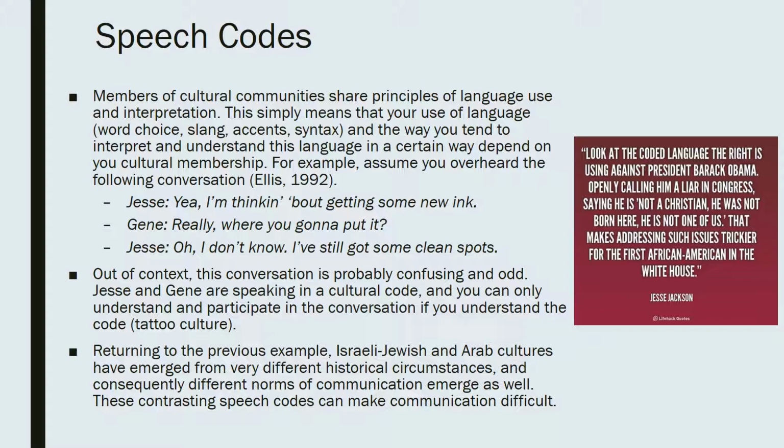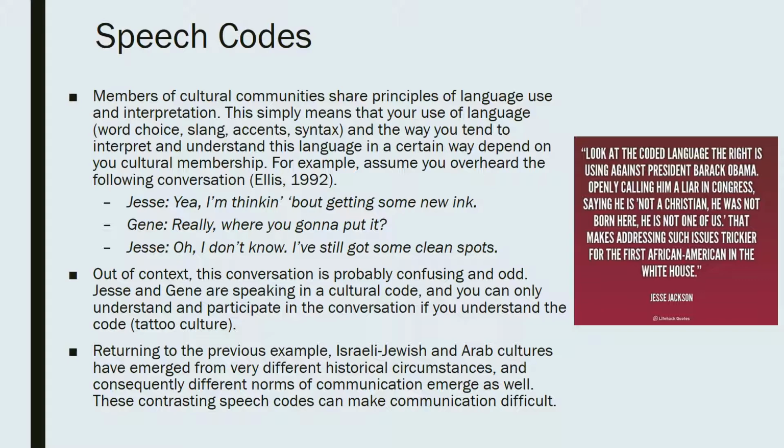For example, assume you overheard the following conversation. Jesse: Yeah, I'm thinking about getting some new ink. Jean: Really? Where are you going to put it? Jesse: Oh, I don't know. I still got some clean spots. Well, this is about two men or a man and a woman discussing whether or not to get a tattoo. They never say the words, but they have ink as a code, clean spaces as a code. So you can only understand and participate in the conversation if you understand the code.